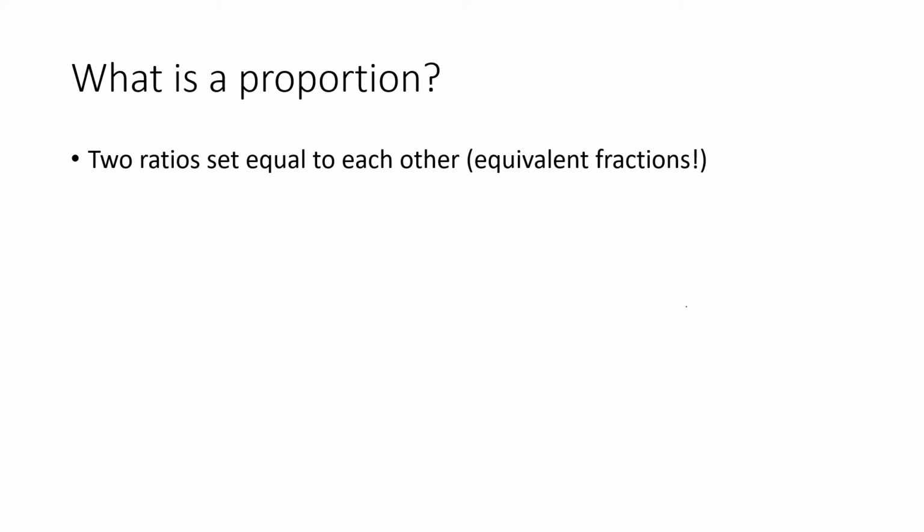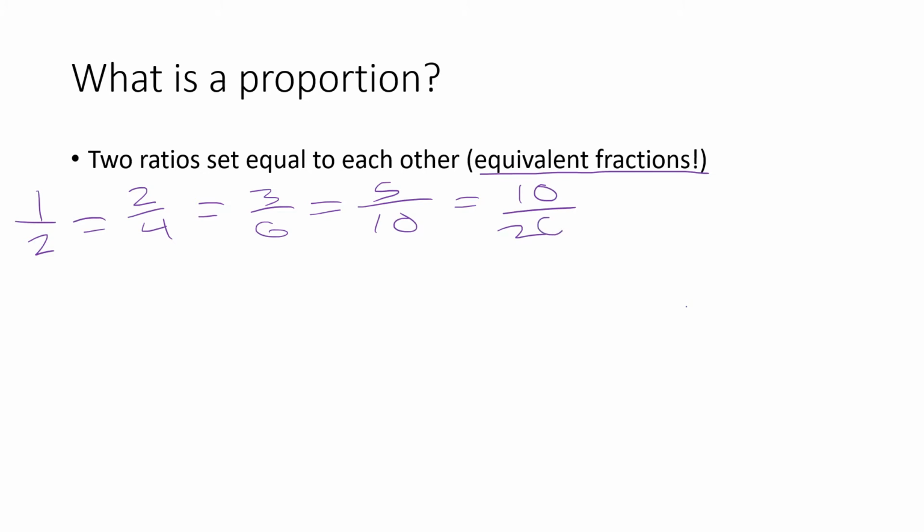What is a proportion? Well, a proportion is two equivalent ratios that are set equal to each other. This is the same as our equivalent fractions. If you remember from the little fractions review that I sent out, I had this big long list of equivalent fractions to 1/2. 1/2, which is the same as 2/4, which is the same as 3/6, or 5/10, or 10/20, or 25/50, or 1,000 over 2,000. All of those are equivalent fractions. They're all 1/2 of something, just written in different formats.